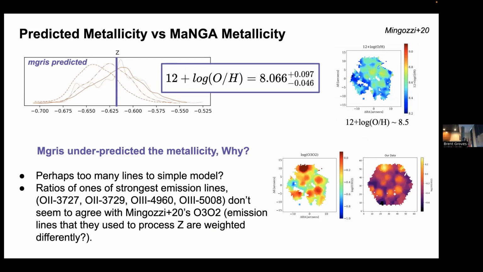The ratio of O3, O2 of our emission lines, which are the strongest oxygen emission lines, doesn't really agree with what is published in their paper. And we see that it is about an order of magnitude smaller than what is predicted. So maybe that is why we have underpredicted the metallicity.